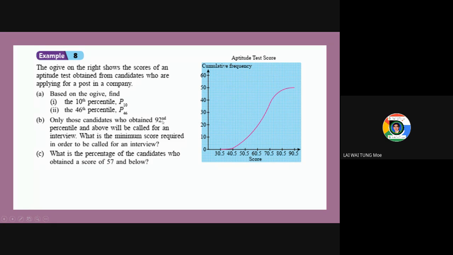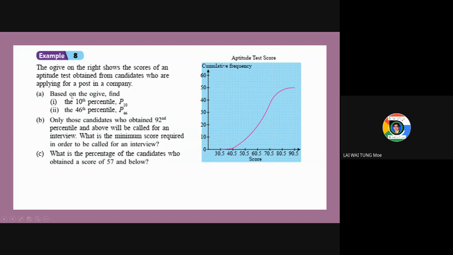Then, only those candidates who obtain the 92nd percentile and above will be called for an interview. What is the minimum score required in order to be called for an interview? And the C question, what is the percentage of the candidates who obtain a score of 57 and below? So we start off with the first question, A.